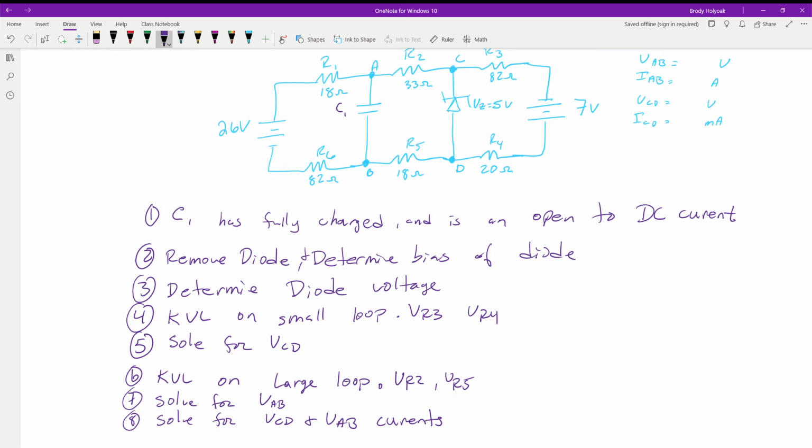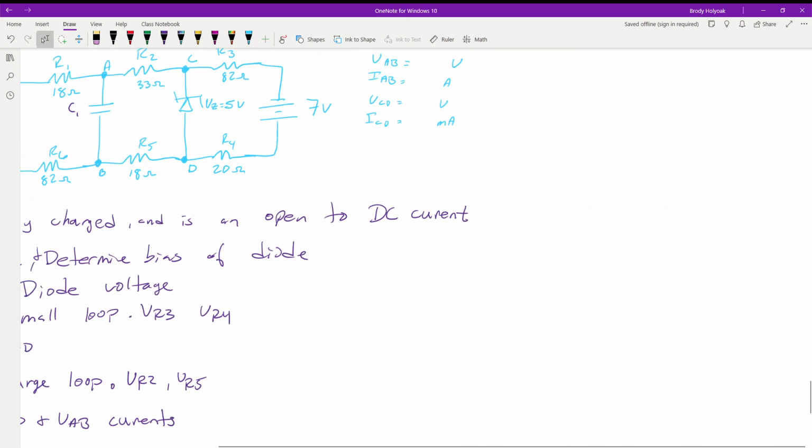So when we're done, we don't necessarily have to solve for the voltages for R1 or R6, but we could, if we wanted to, go the other direction for our VAB. Again, it doesn't really matter, those two things. So those are our 8 steps that we're going to follow. Okay, so step 1, step 2, I'm going to kind of combine together.